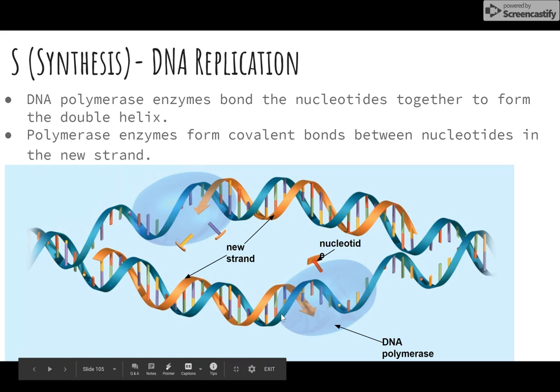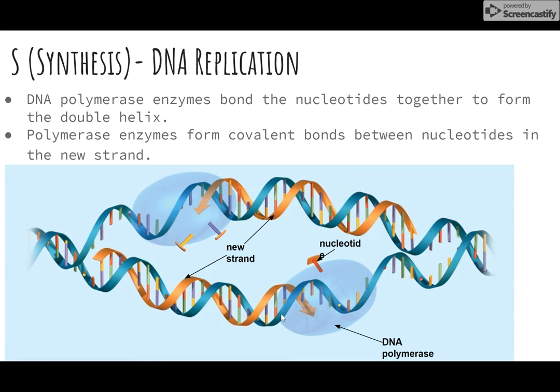So let's kind of go through this process. The first thing that's going to happen is an enzyme called DNA helicase is going to unwind and unzip the DNA. And then another enzyme is going to go through called DNA polymerase, and it's going to bond the nucleotides together with the strand of DNA.